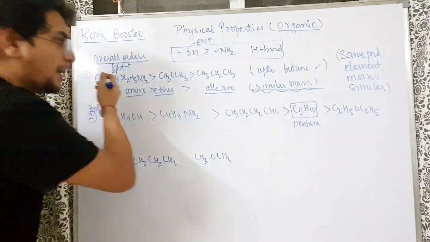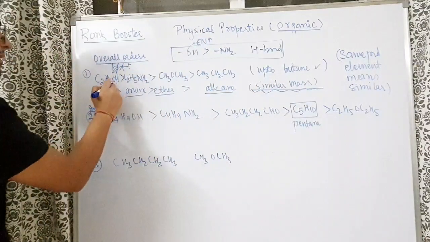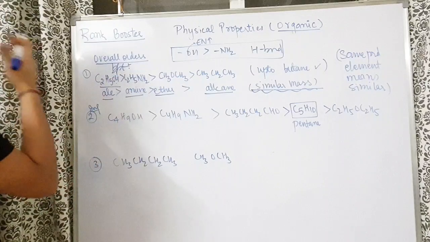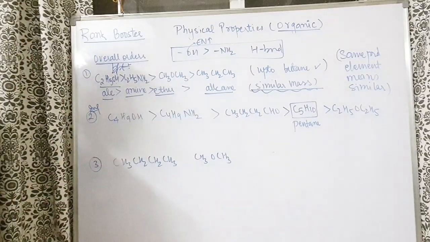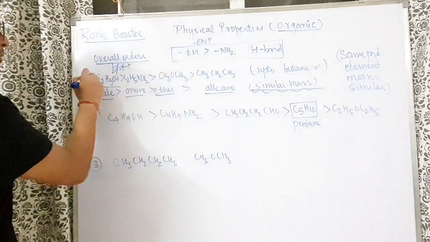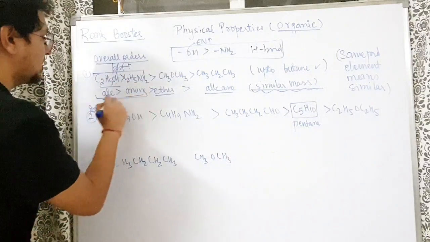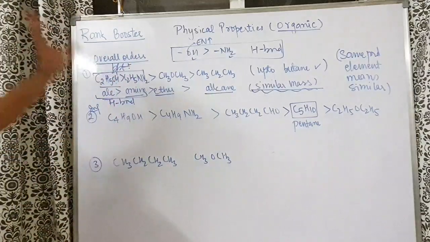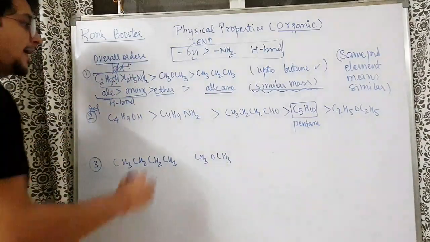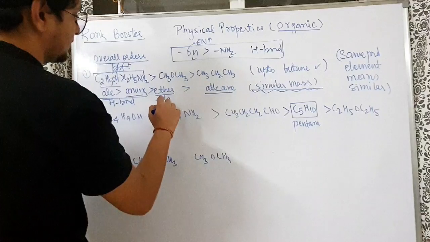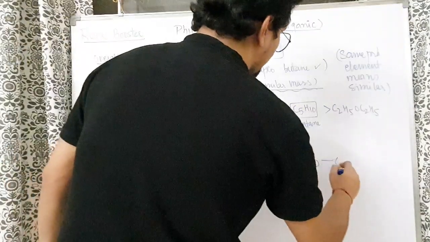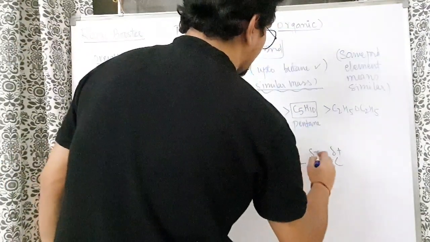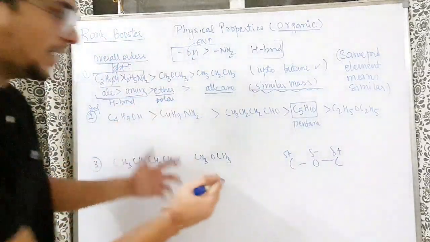So if the mass is the same, then clearly ethanol will be more than ethanamine, which will be more than ether. Why? Because these two show hydrogen bonding, and OH is more than NH2. If the mass is the same, then you can directly compare by the hydrogen bond. Ether is polar. Polar means there is a C-O-C, so delta plus is there, delta minus is there, so some dipole interaction is there.